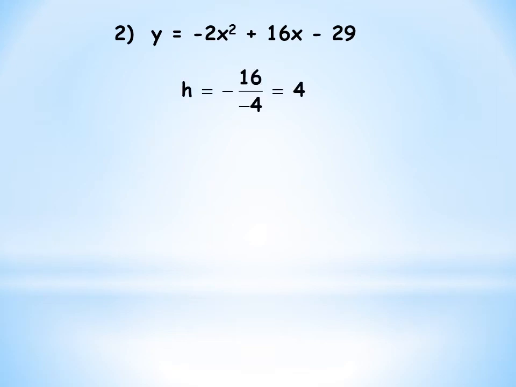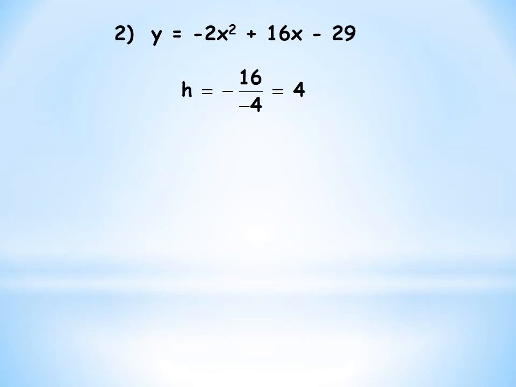All right, let's try another one. All right, so here's our equation. First step we have to find is our h value using the formula minus b over 2a. Our b value is 16. 2 times our a value would be 2 times negative 2, so it's negative 4. We have two negatives here, so 16 divided by 4 would become a positive 4.